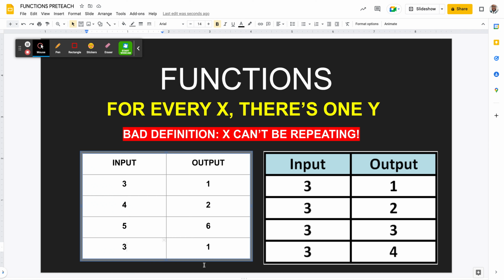That's like me telling my wife, hey, babe, I love you. I tell her every single day. That's okay if I repeat my love for my wife, but it's not okay if I'm cheating on my wife. Okay, and over here, this is cheating. This is not a function, okay? So do not fall into this trap. They use this on tests when they say x can't be repeating. The input or the x can be repeating. It just has to be repeating with the same numbers, okay?